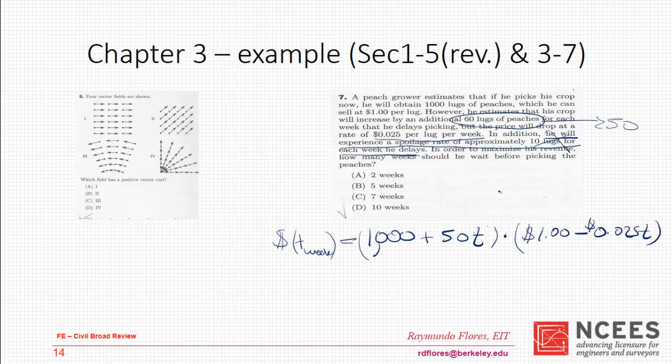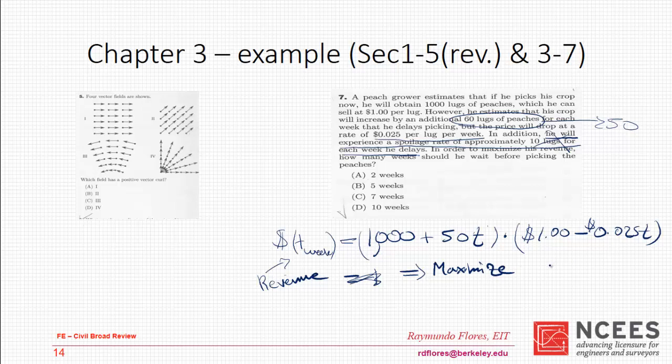It says, in order to maximize his revenue, how many weeks should he wait before picking the peaches? So this is basically the revenue. It doesn't say what his extra costs are going to be or anything like that, so we know this is just revenue. It doesn't say it has to be profit. So we essentially want to maximize. What does that mean, right?